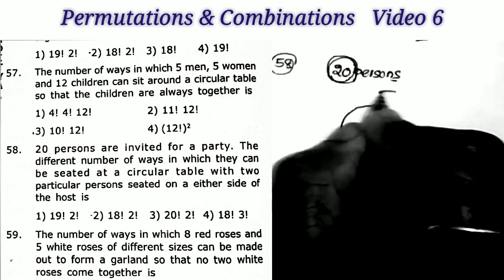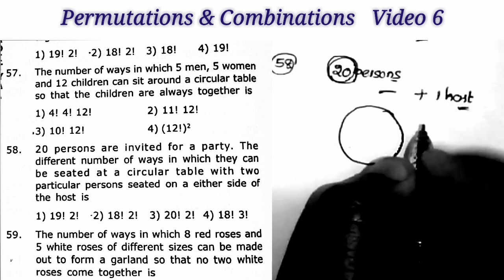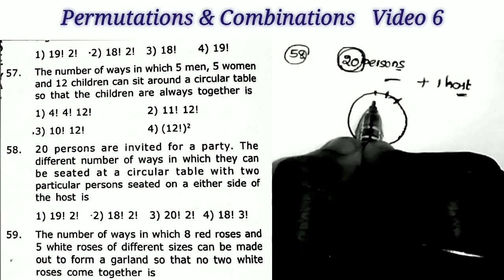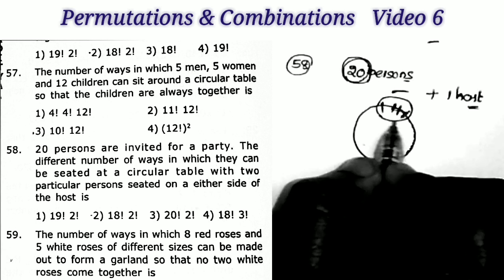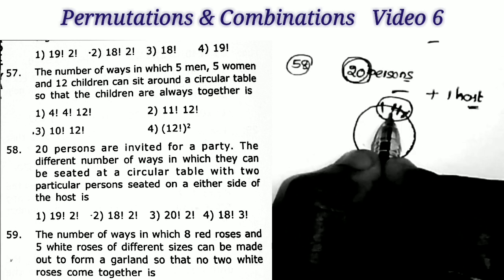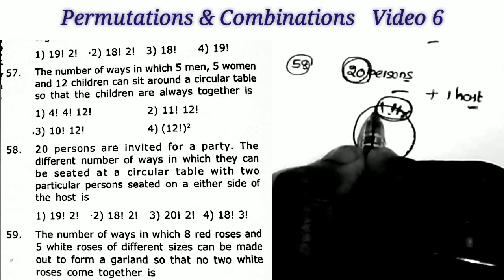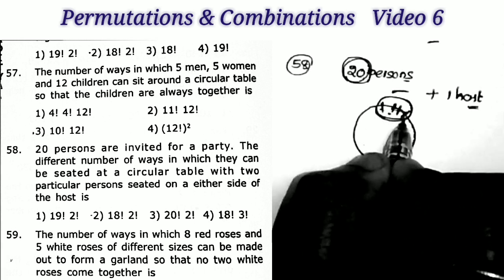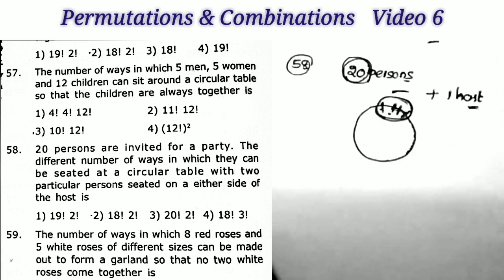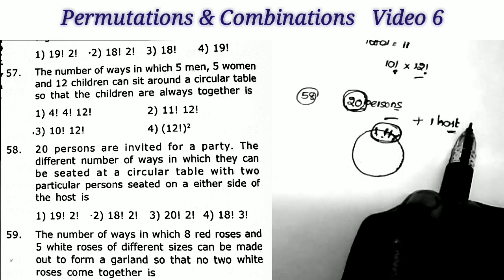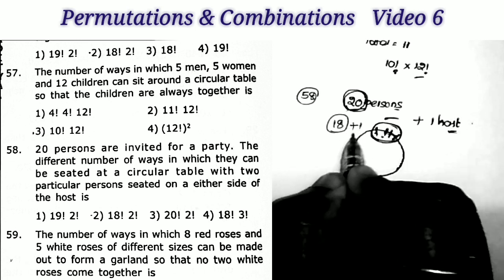That is, here we have the 20 persons plus one host. Additionally we have the one host also. Two particular persons are seated on either side of the host. These are the two particular persons. That means we treat these three members as one unit. Already here we separated two members, so the remaining members is equal to 18, and 18 plus this one unit is equal to 19.